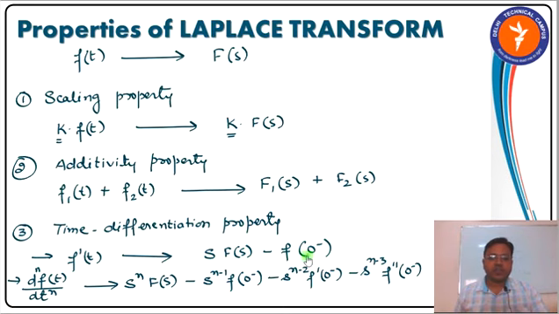This constant is the initial condition, that is the value of the function at t equal to 0. Now if we have further derivatives, that is the derivative of nth order, say the differentiation of f of t with the order of n, then its Laplace transform will be equal to F of s multiplied by s raised to power n, minus s raised to power n minus 1 multiplied by the initial condition, then minus s raised to power n minus 2, f dash of the initial condition, that is the initial condition of the first derivative, then the initial condition of the second derivative, and so on.